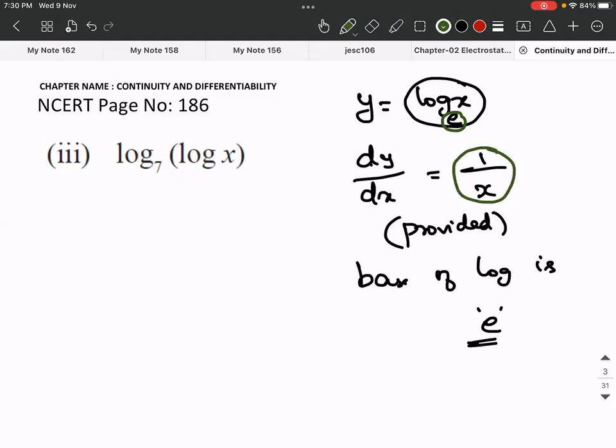The reason I had to stress on this point is that here the base is not e, it is 7. Suppose you do something like this: you write y is equal to 1 by log x into derivative of log x, which is 1 by x. Answer is wrong. Why?